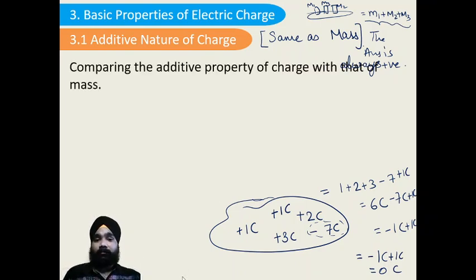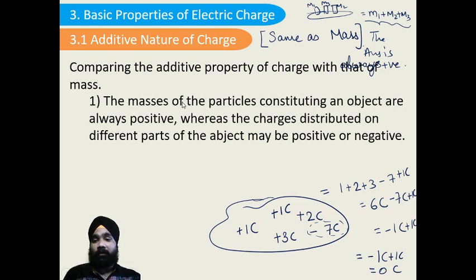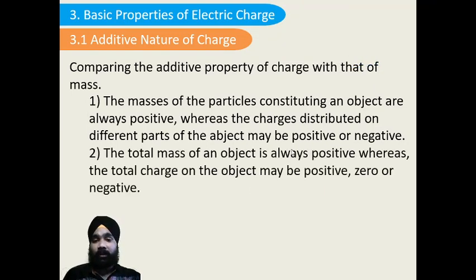Comparing the additive nature of charge with that of mass, what we concluded is, the first point: the masses of the particles constituting an object are always positive, whereas the charge distributed on different parts of the object may be positive or negative. The second point: the total mass of an object is always positive, whereas the total charge on an object may be positive, negative, or zero. I gave you an example of this.